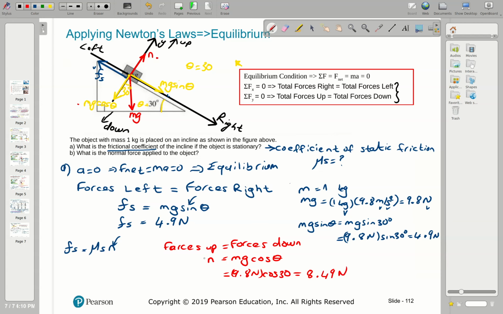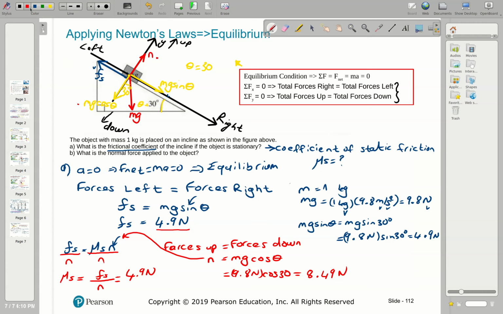Now I'm going to input this over here and solve for mu s. To solve for mu s, I would divide each side by mu s, right? Oh, no, not that. I'm solving for mu s. Oh, what am I doing? Leave mu s alone, so divide each side by N, or take N to the other side as division. Both work. So mu s, the coefficient of static friction, is equal to static friction force over N. I found my static friction force, 4.9 Newton.